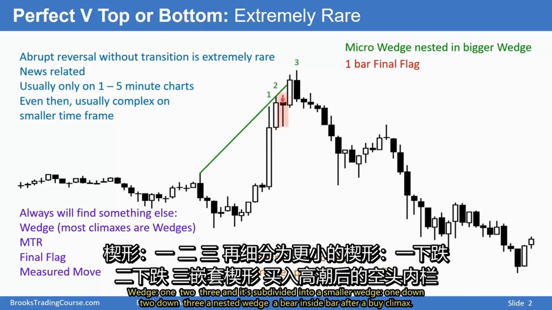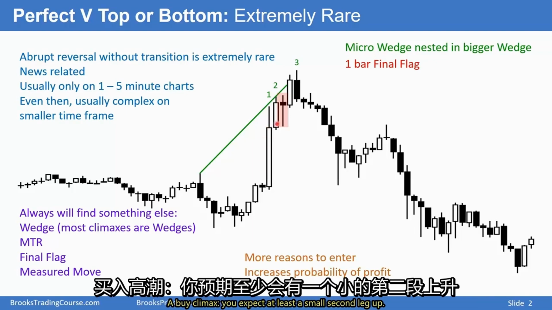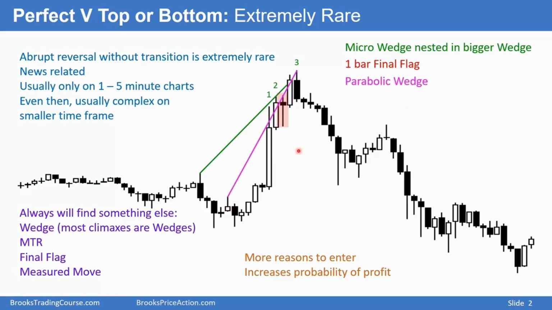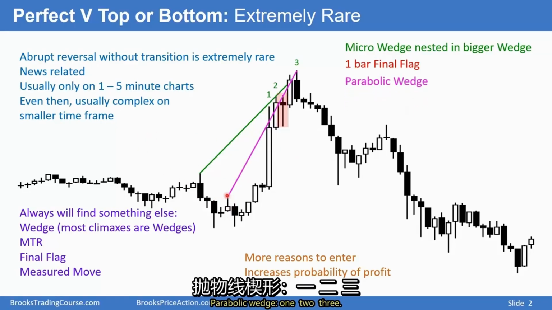A bear inside bar after a buy climax. A buy climax, you expect at least a small second leg up. This pause could be a 1-bar final flag leading to a reversal down, which it was. Parabolic wedge, 1, 2, 3.